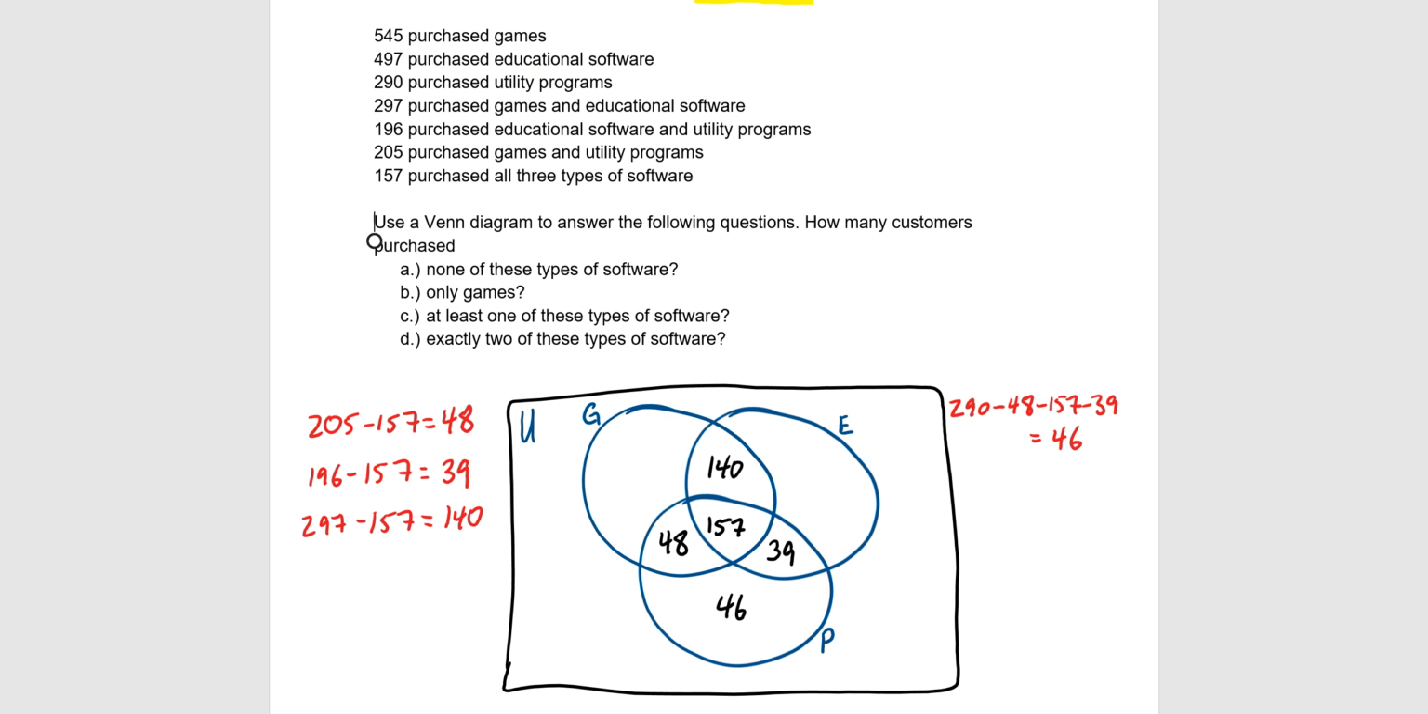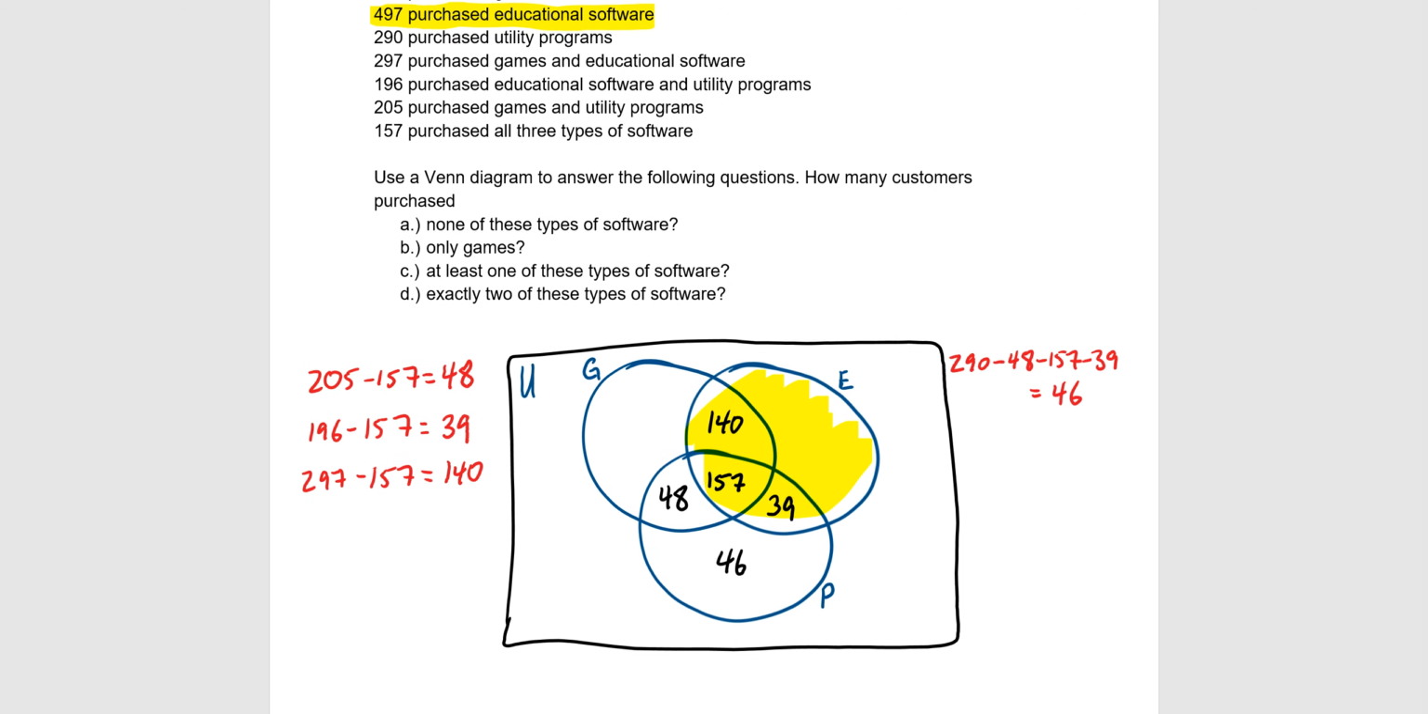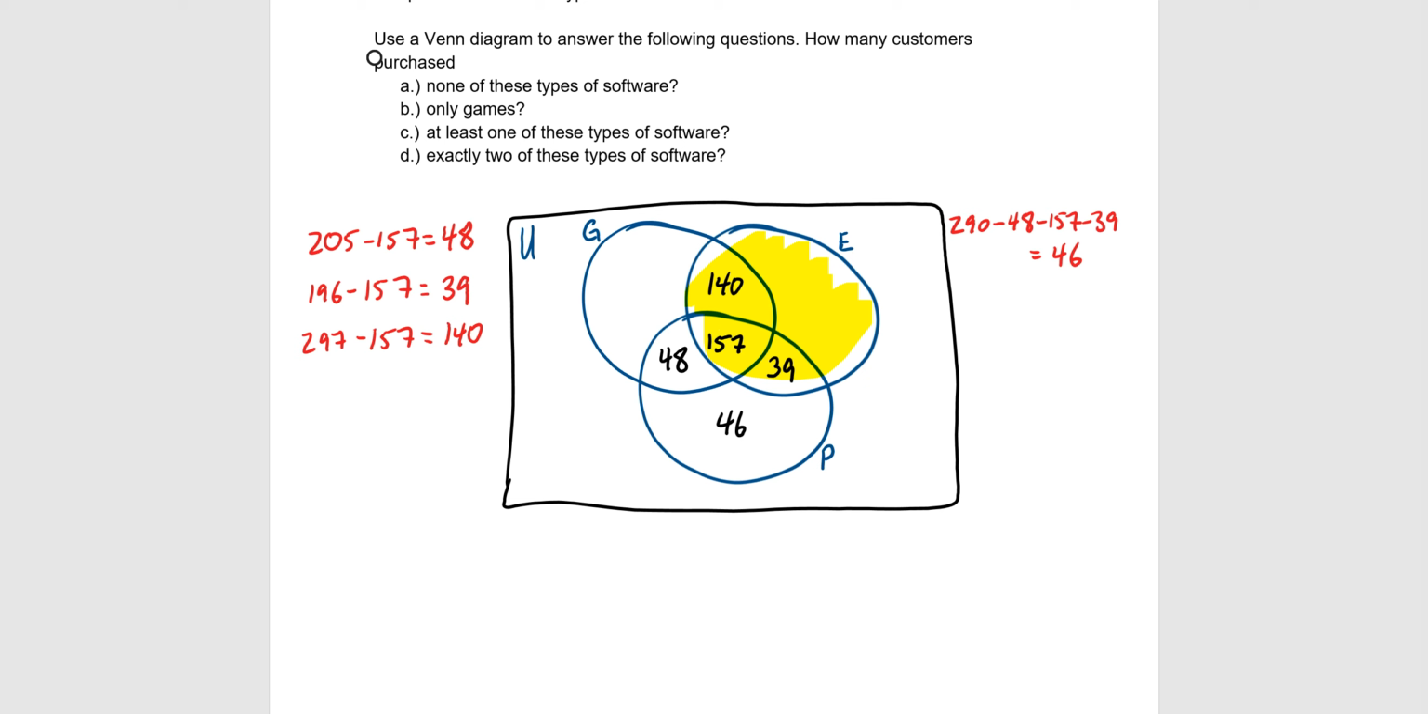Okay, next one up, we have 497 purchased educational software. So that's going to be this one right here that we need that for. That means a total of 497 should be added up in order to fill in that circle. We already have all of those values, so once again, we have to subtract. It's going to be 497 minus 140 minus 157 minus 39. And that's going to come out to a value of 161. Okay, so 161 customers bought only educational software and nothing else.